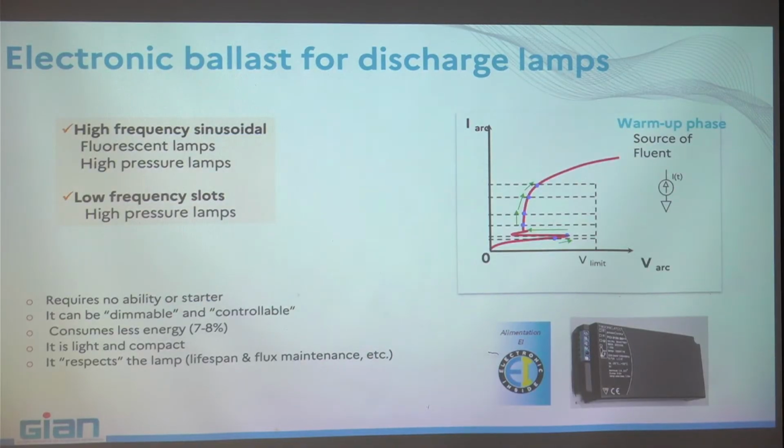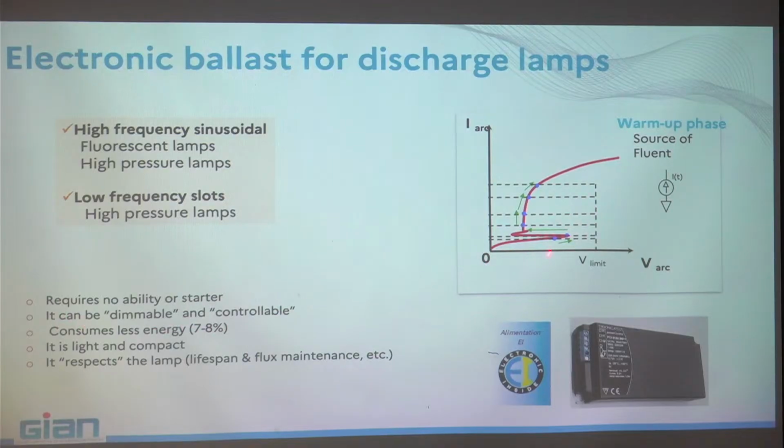Electronic ballast for discharge lamps. You understood now that ferromagnetic ballast is not the good option. We can use an electronic ballast, which can be high frequency sinusoidal, and that can be used for fluorescent lamps or high pressure lamps, but in that case you have to go to very high frequencies in order to avoid all the regions with acoustic resonance, and in that case the ballast becomes very expensive. Or for high pressure lamps, usually we use a low frequency square wave.